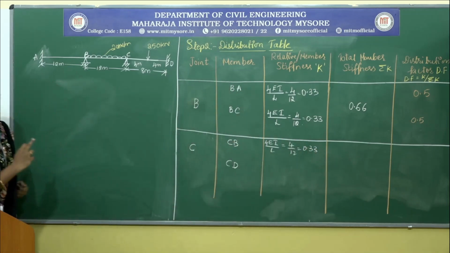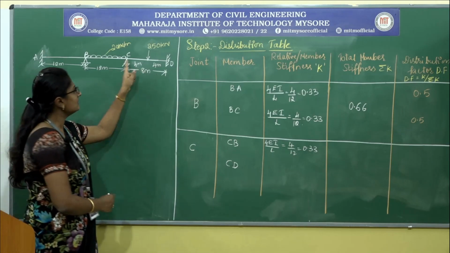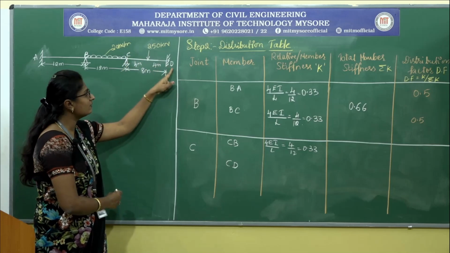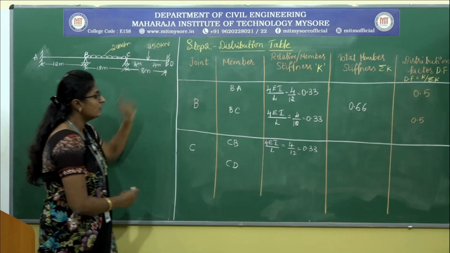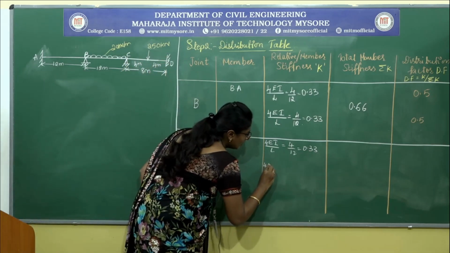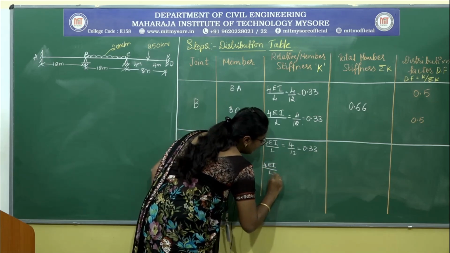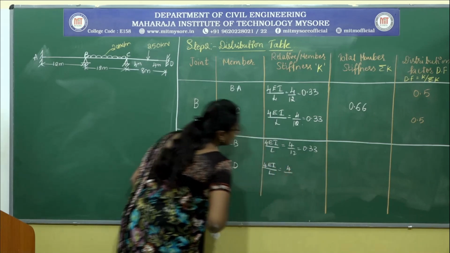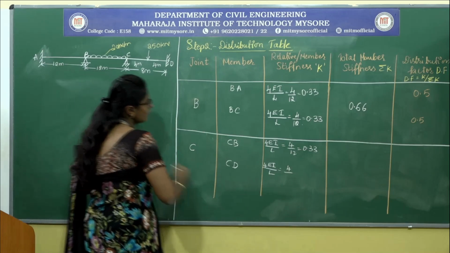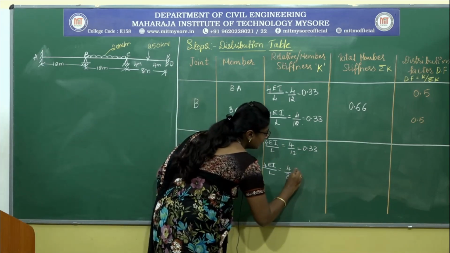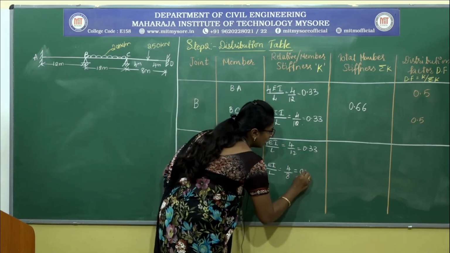Then for CD, what is the far end here? CD, C is the near end, D is the far end. Since the far end is fixed, we can directly take it as 4EI by L, which is equal to 4 divided by, what is the distance here? For C and D it is 8. So I get it as 0.5.